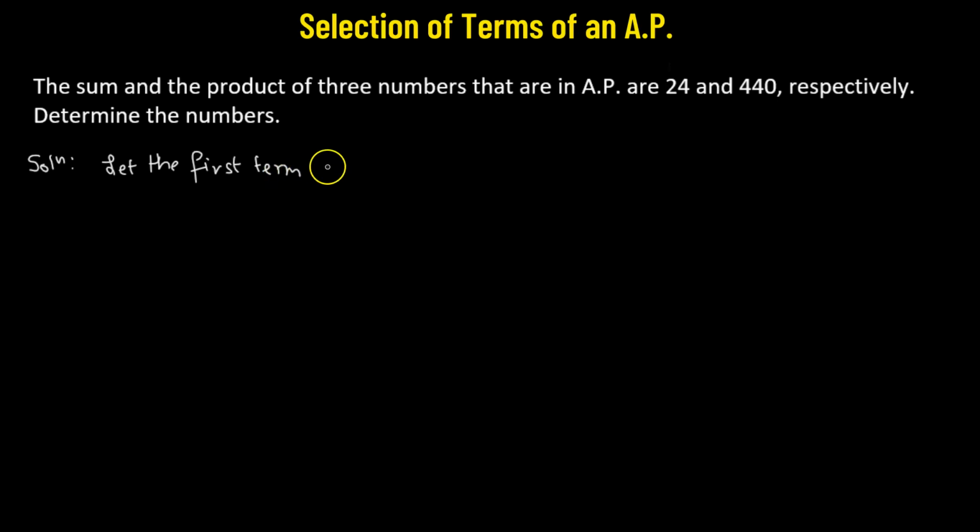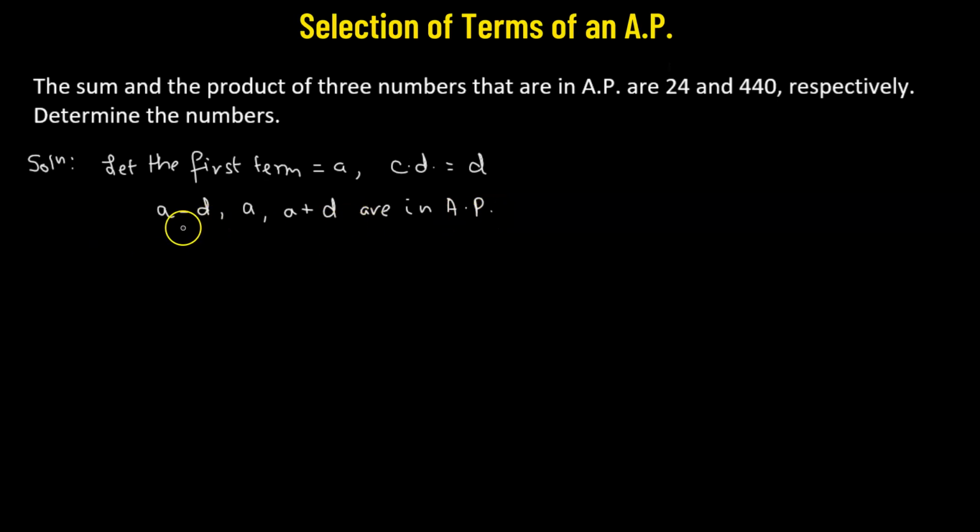A in lowercase. Now, since the numbers are in arithmetic progression, we'll also have to specify their common difference. So the common difference, let it be represented by the letter D in lowercase. Also, we'll have to specify these three numbers because they are in AP. So let's say these numbers are A minus D, A and A plus D. These are the three numbers that are in arithmetic progression. So we need to obtain these three numbers.